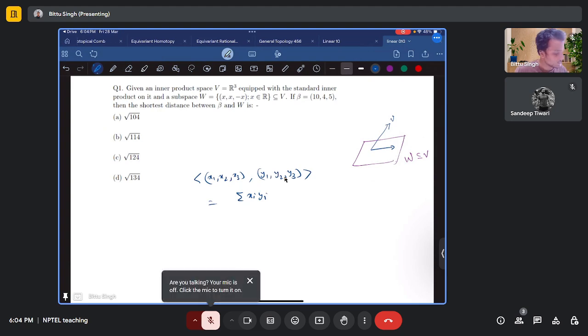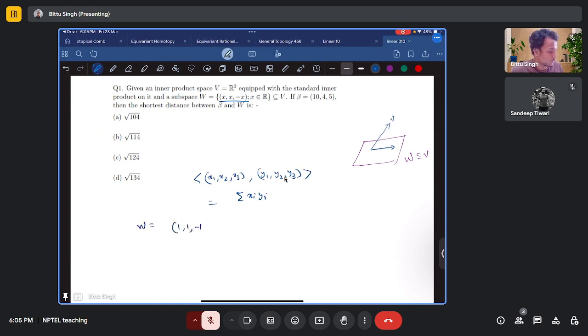Now here you can see the given space W is generated by those kinds of vectors. So W is the same as being generated by this vector, 1, 1, minus 1. If you multiply it with x, you will get that desired element. So we need to find the projection on this space, that is the W here.